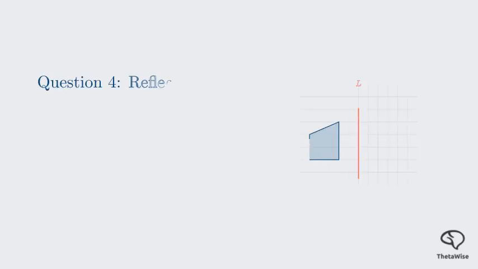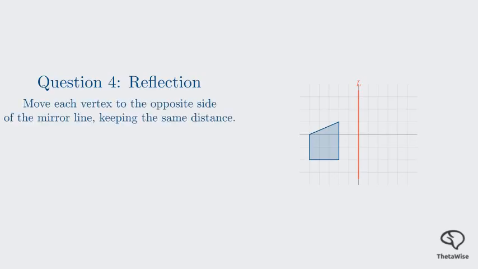Now let's look at question 4. We need to reflect this trapezium in the vertical line L. To reflect a shape, we move each vertex to the opposite side of the mirror line, keeping it the same distance away. Let's look at the top right vertex of the trapezium. It is 2 squares to the left of line L, so its image will be 2 squares to the right of line L. Next, the bottom right vertex.